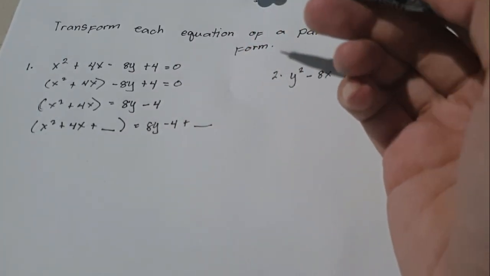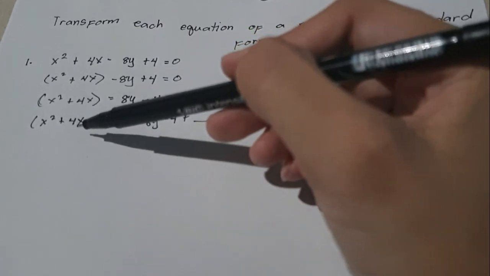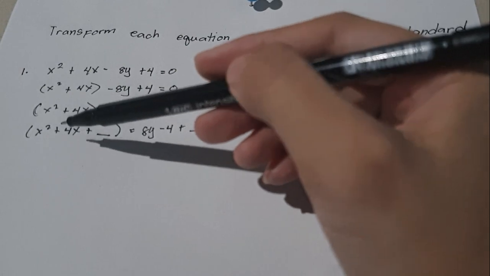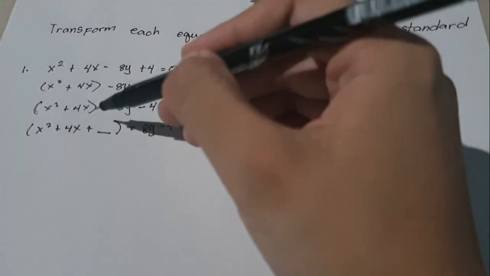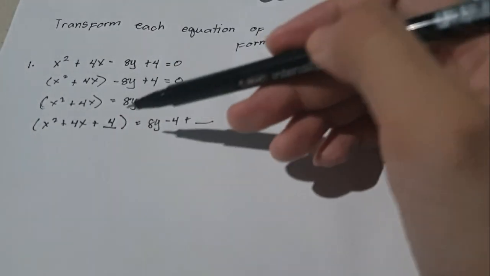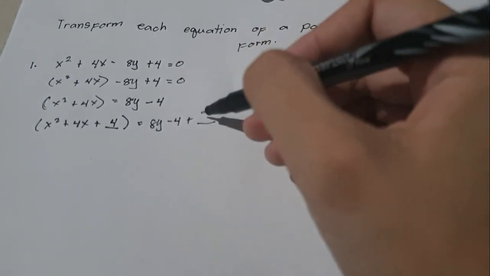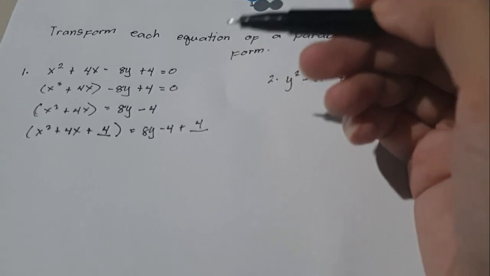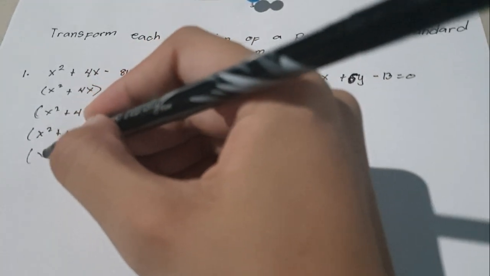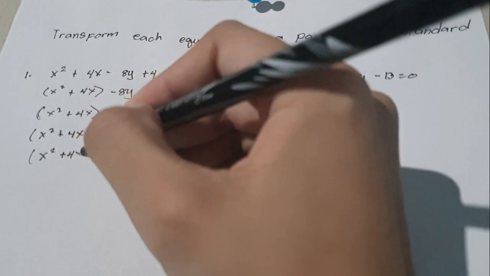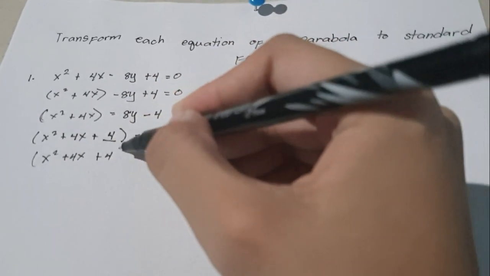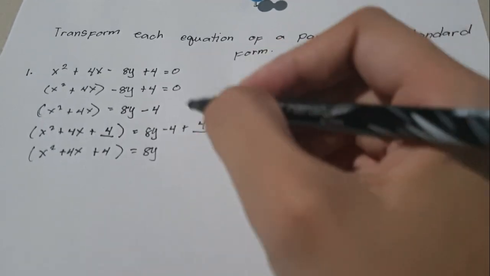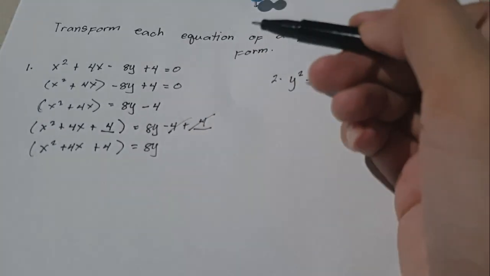In completing the square, we will divide the middle term by 2. So 4 divided by 2 is 2. And then square the result. So 2 squared is 4. We add 4 on the left side, and we will also add 4 on the right side. And then next, simplify both sides of the equation. So we have x squared plus 4x plus 4 equals 8y, and then negative 4 plus 4 is equal to 0. So we'll cancel this one.